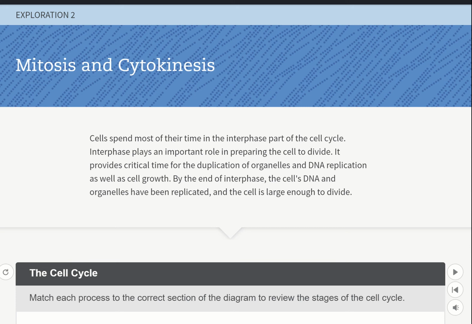Hey everybody, and welcome to Unit 5, Lesson 2, Exploration 2. And today we're going to be talking about mitosis and cytokinesis. And really this is the process of the DNA dividing and then also the cell dividing into two equal cells.